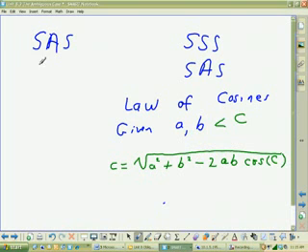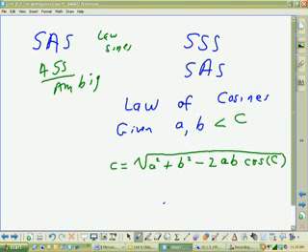Okay? So basically, in summary, if we're given side angle side or angle side side, we use the law of sines. If we're given angle side side, that's the ambiguous case. We need to first determine the number of solutions and then solve the one or two triangles. That's what we did today.